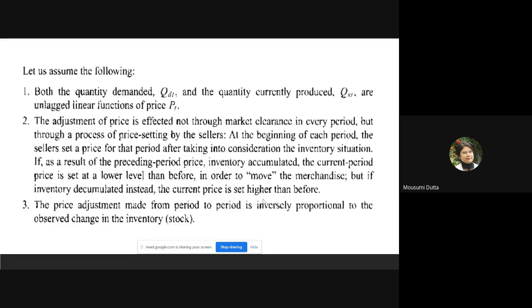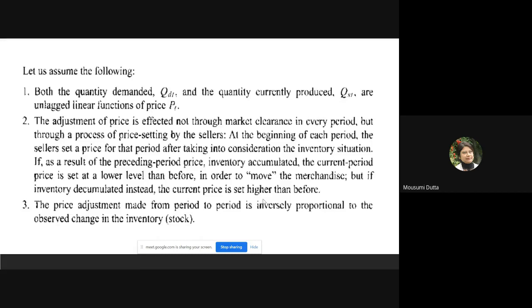So as I mentioned, if there is an inventory accumulation, that is supply was greater than demand in the last period, then in the current period, there will be a reduction in price. Suppliers will try to give some incentive to the buyers so that at least a major portion of stock is cleared, if not the entire amount. So naturally, the price will fall in the current period if there is a stock in the last period.